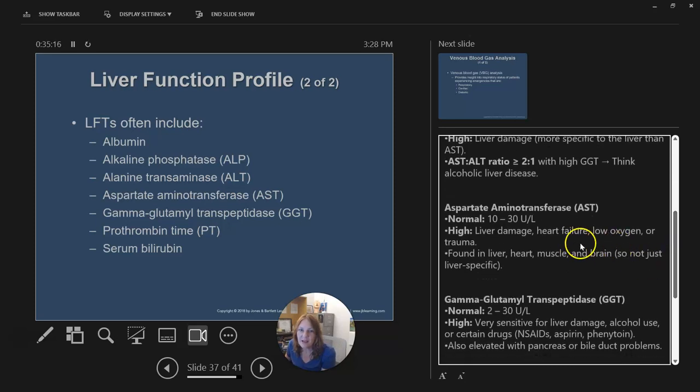Our AST, I'm not even going to try. Okay, I'll try. Let's see. Aspartate aminotransferase. Sounds good. Our normal is 10 to 30. High levels of this could mean liver damage, heart failure, low oxygen, or could be trauma.